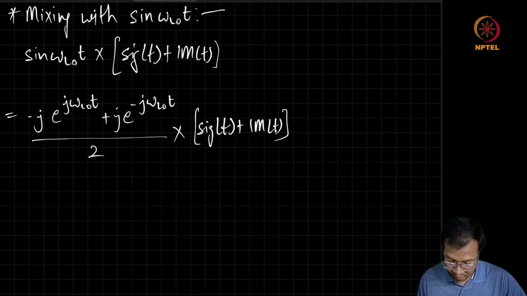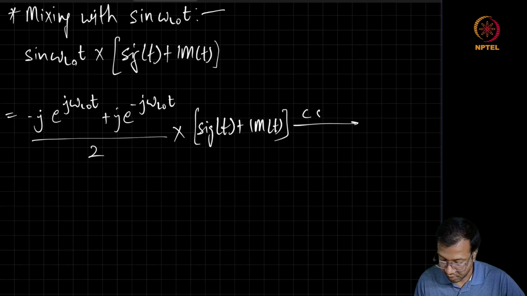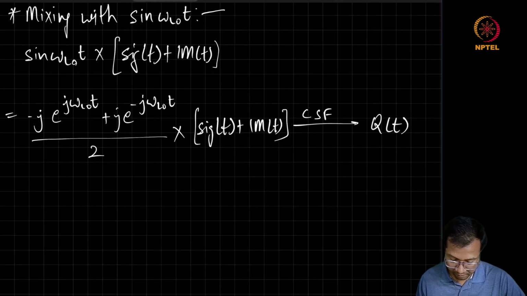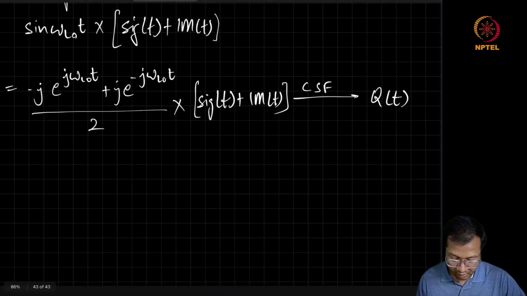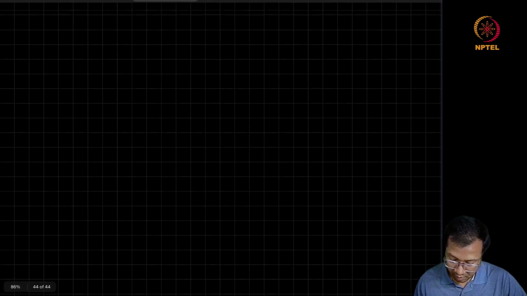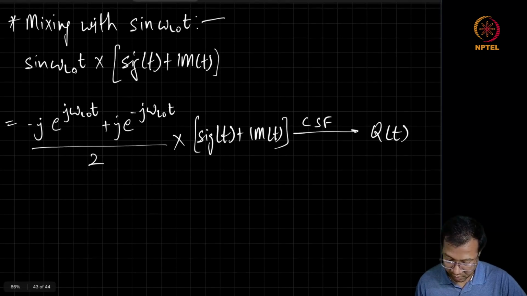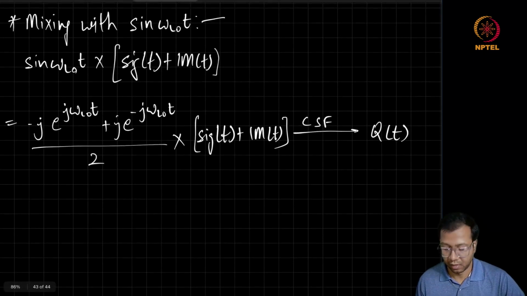Let's call this output, which is finally going to be filtered by the channel select filter, as Q of t. So next step, we are going to look at the spectrum of these various signals to understand how the spectrum of Q of t looks like.